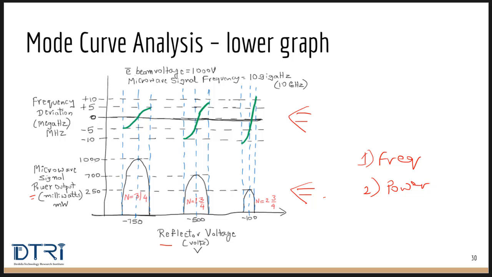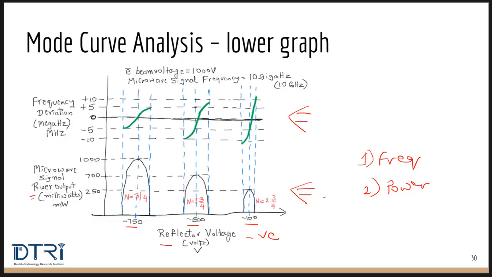Reflector voltage, as we know, has negative polarity, and hence it is shown here as all negative values. See, this is minus 750, this is minus 500, and this is minus 100. By increasing the reflector voltage, which means by making the reflector voltage more negative, the electrons are reflected with greater force, and hence they spend less time in reflector space.